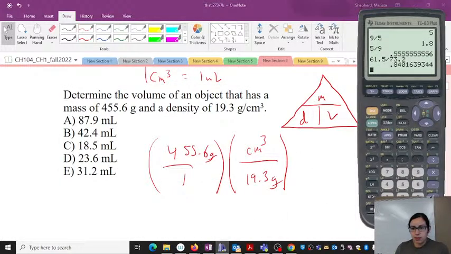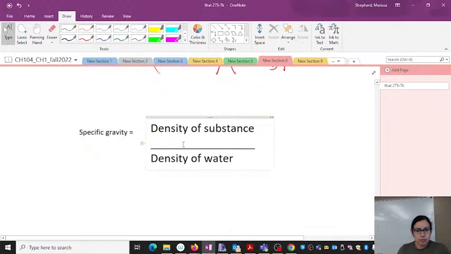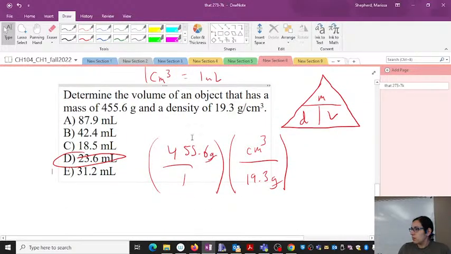And so now let's plug this in, or you could tell me A, B, C, D, E while I punch this in. What you guys got? So D, excellent. I heard a lot of D's, and that's what I got there. So good job on that one. Any questions on this example or density problem so far?